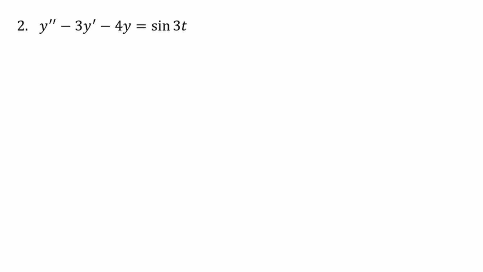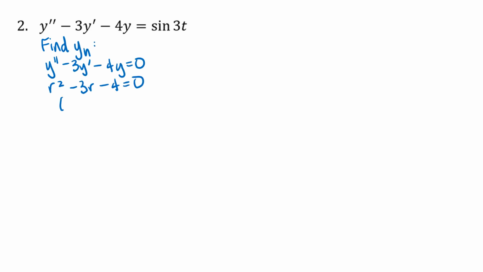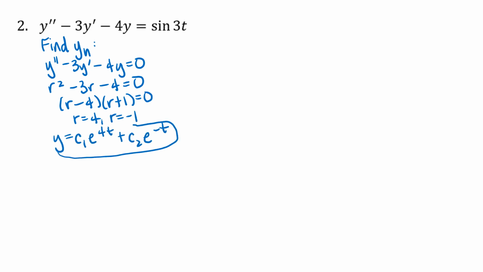So we already did part of the problem. We already found the YH, so I'm going to just really quickly write that part down. Alright, so here we have our YH, which is the solution for the associated homogeneous differential equation, where I just replaced that sine 3t function with just the zero function, and I solved that. So then the next part that we want to work on here is finding the YP, and then our general solution is the sum of these two solutions.